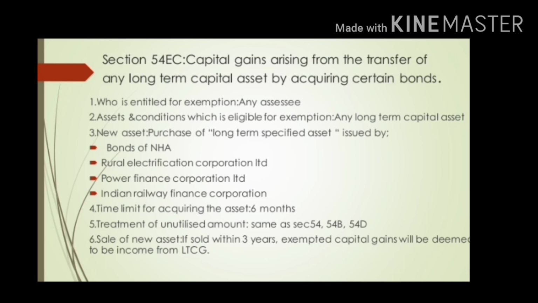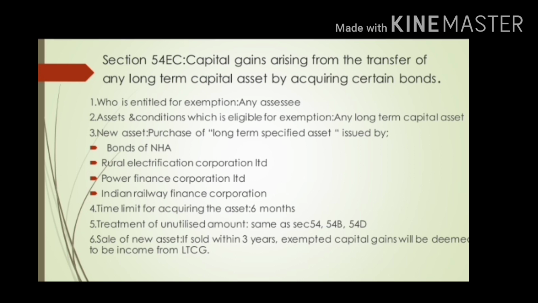And the next section is section 54EC. The exemption from capital gains arising from the transfer of any long-term capital asset by acquiring certain bonds. And it is applicable to any assessee. Means he may be an individual, HUF, a company, or a firm. And the asset and condition which is eligible for exemption: any long-term capital asset is eligible for exemption.